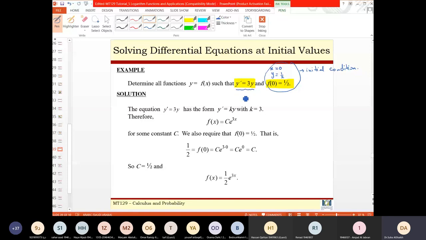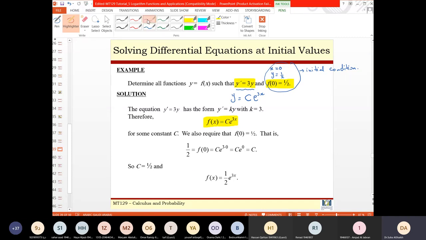This part is the differential equation: y dash equal to 3y. And what's the solution of this one? y equals a constant c exponential of 3x. Let's not make a mistake, we put x afterwards. So this means that f of x is c exponential 3x, as we say.